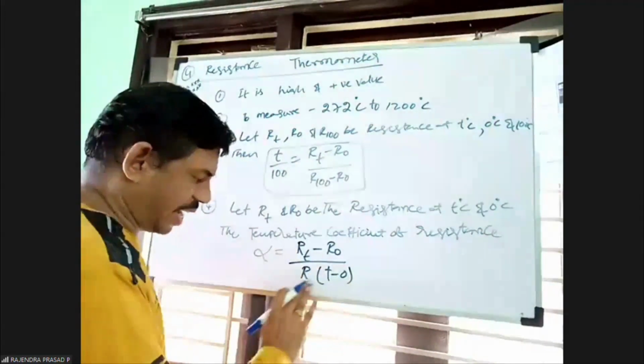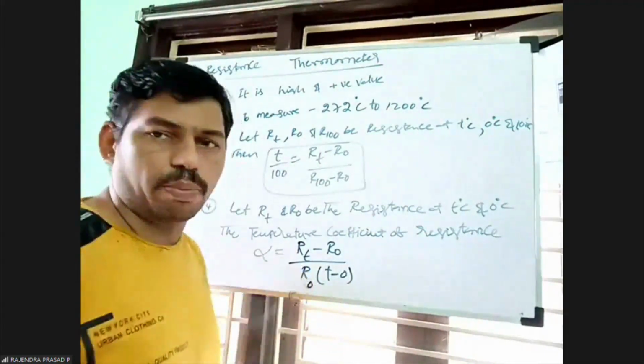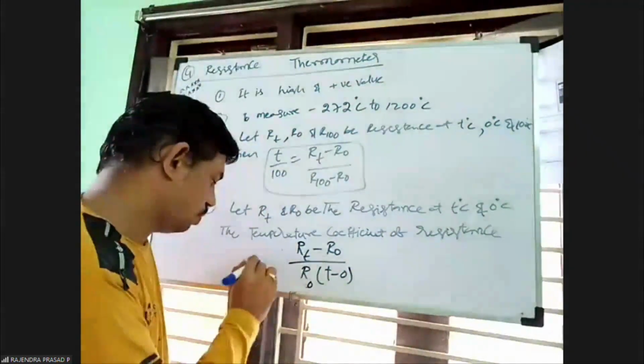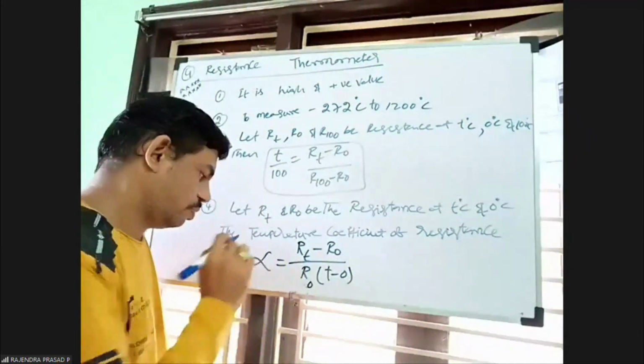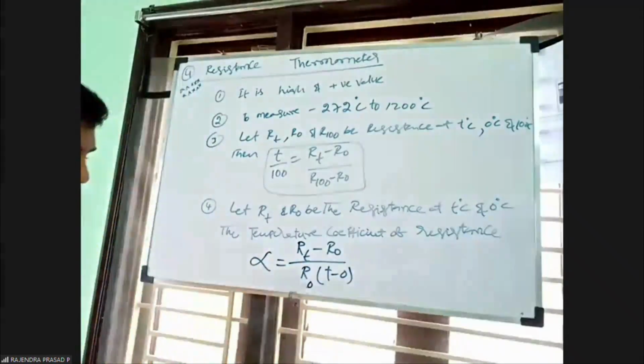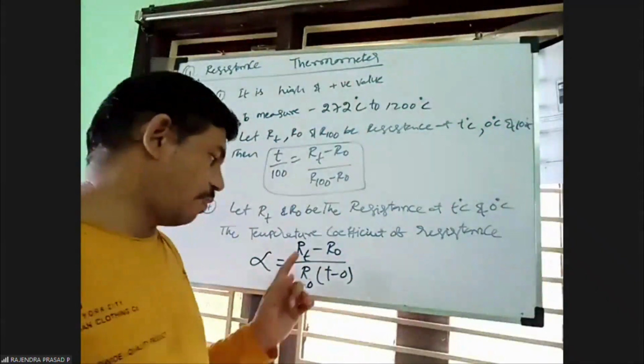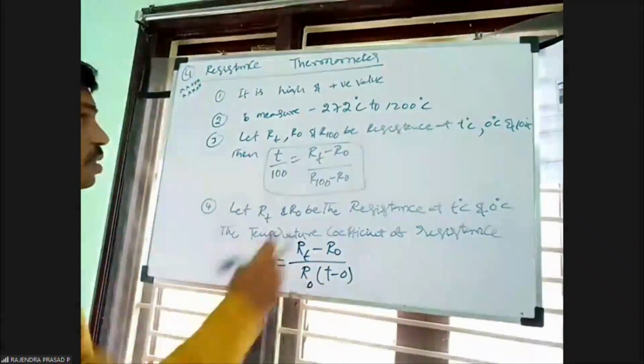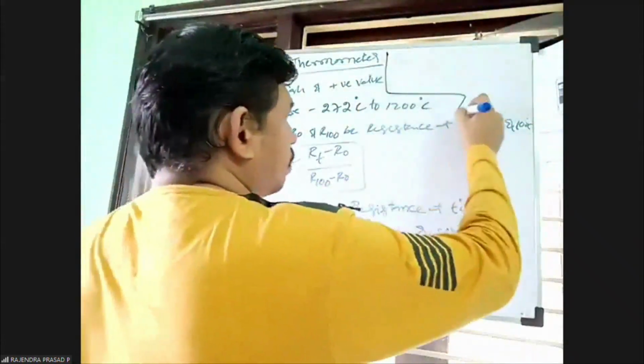Originally, in second year, the formula is proved: (RT minus R0) by R0 into (T minus 0). Alpha is the temperature coefficient of resistance. Alpha equals (RT minus R0) by R0 into (T minus 0). So next one, the fifth formula.